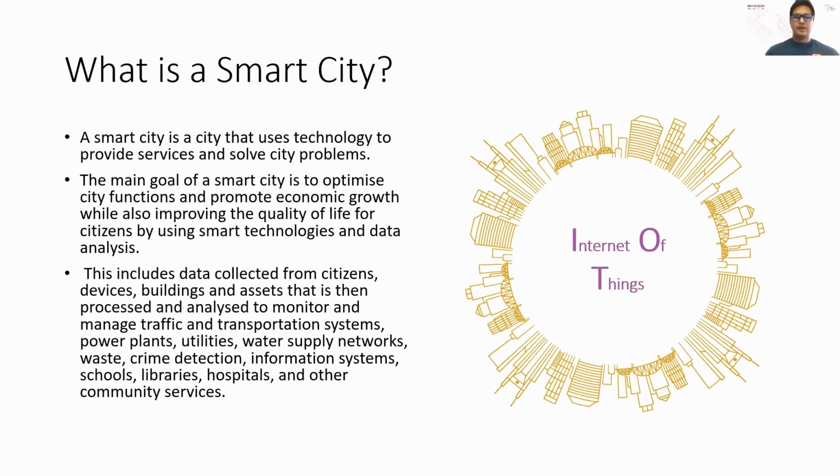Now this will include data collected from citizens, devices, buildings, assets, that is then processed and analyzed to monitor and manage traffic, transportation systems, for example, power plants, utilities, water supply networks, waste, crime detection, information systems, schools, libraries, hospitals, and other community services. You can see what a wide grasp this has. And as you can see in the image on your right-hand side, the Internet of Things, or IoT, forms a critical component in achieving a smart city.